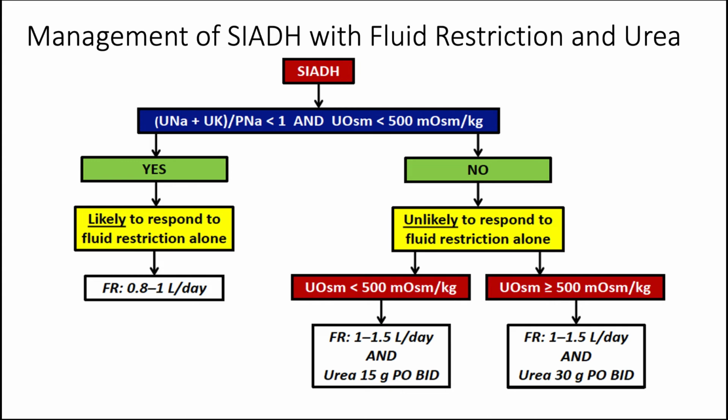At the University of Pittsburgh, we have oral urea in our inpatient formulary, so we use that as a first choice. If the urine osm is less than 500, we put the patient on some fluid restriction, 1 to 1.5 liters per day, and start urea at 15 grams twice a day. If the urine osm is greater than 500, that means they have a more negative free water clearance, so we increase the dose of urea to 30 grams twice a day as an initial therapy. Okay, so this is our initial approach to patients with SIADH.